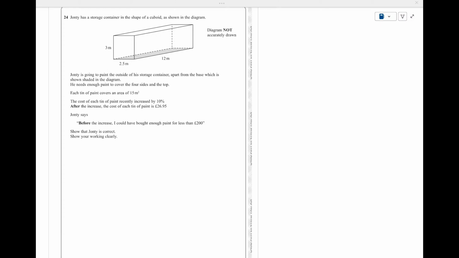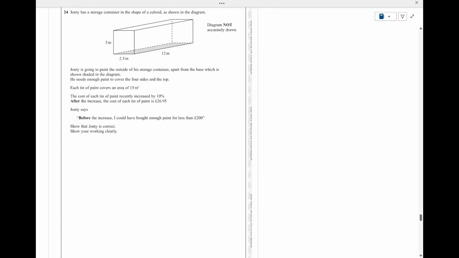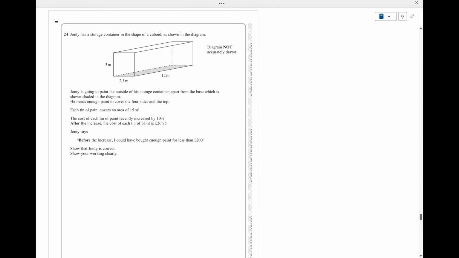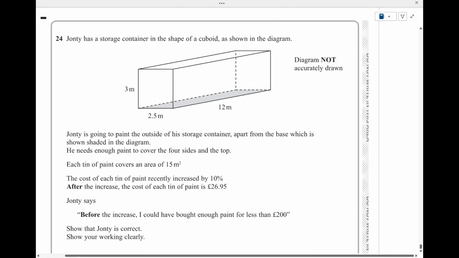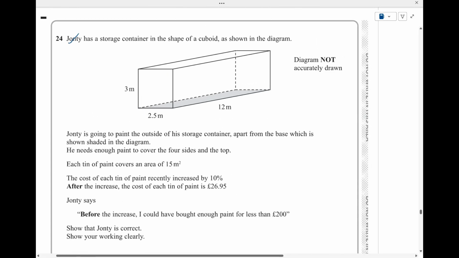Question 24. Jonty has a storage container in the shape of a cuboid as shown in the diagram. Right, I understand that. Jonty is going to paint the outside of his storage container apart from the base. And the base is shown shaded. Yes, I understand that. He needs enough paint to cover the 4 sides and the top. Each tin of paint covers an area of 15 square meters.